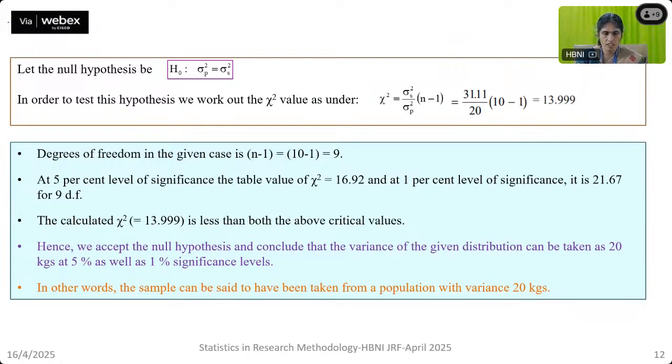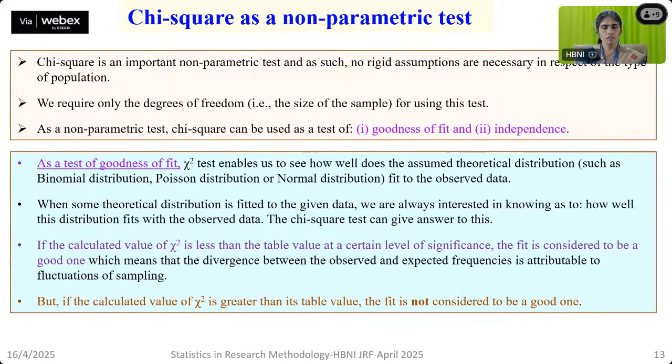What does the null hypothesis say? That the sample variance, the calculated variance, can be considered equivalent to the proposed variance, that is 20. So in conclusion, we can say in this problem that the sample can be said to have been taken from a population whose variance is in the range of 20 kilograms. So just by seeing the data and the population variance, we come to the conclusion via the chi-square statistic.